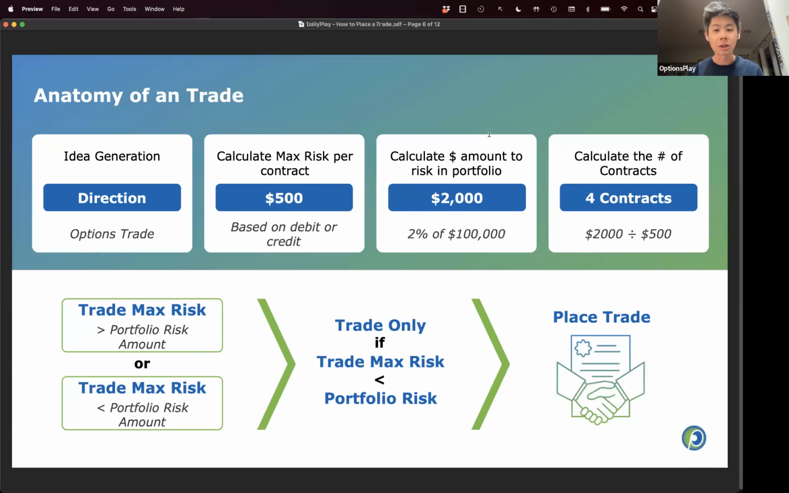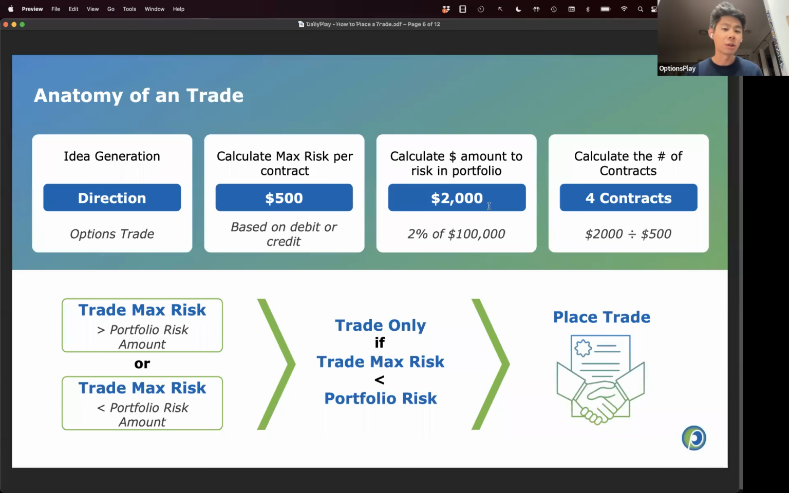Then what you want to do is calculate the amount that you're willing to risk in your portfolio. Let's say you have a $100,000 portfolio and you're willing to risk 2% of that portfolio. That means you're willing to risk on every single trade idea that comes across your desk no more than $2,000. That is a simple math equation: take $2,000, divide by the $500 of max risk of the trade structure that you're looking for, and that determines how many contracts you can trade. In this particular case, 4 contracts.